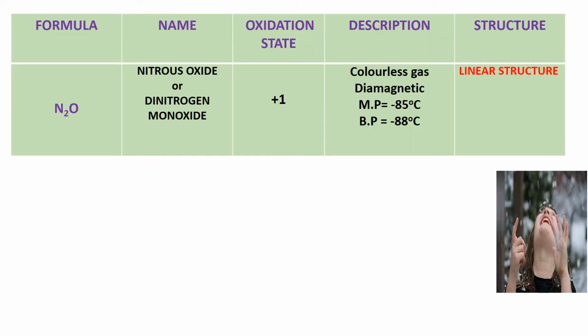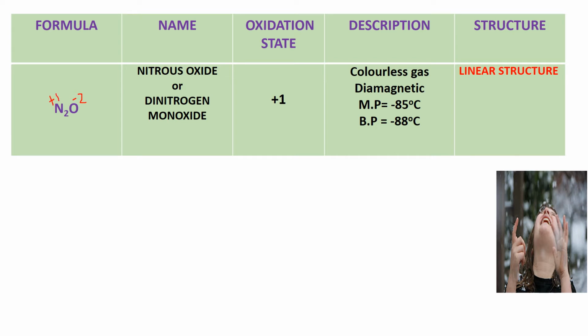Nitrogen forms several oxides, in all oxidation states of nitrogen ranging from +1 to +5. Here we are discussing some important oxides of nitrogen only. First one is nitrous oxide. Its other name is dinitrogen monoxide. It has oxidation state +1 in this particular molecule, that is oxygen has -2 oxidation state, so nitrogen has +1 oxidation state.